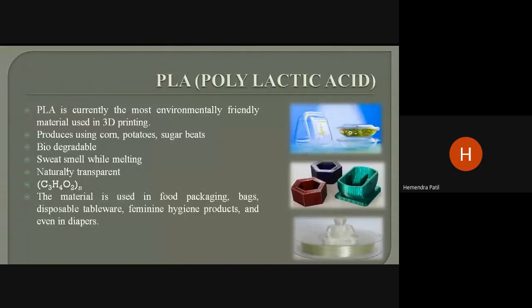This is the chemical formula for PLA. The material is used in food packaging, bags, disposable tableware, and feminine hygiene products are made from PLA, and even in diapers, they use the PLA material.